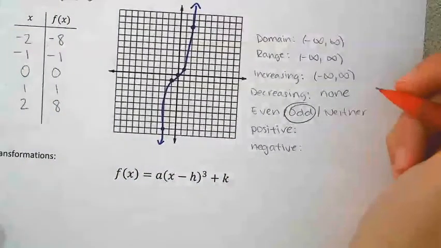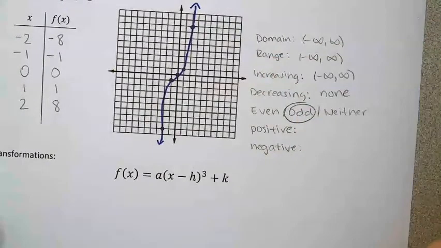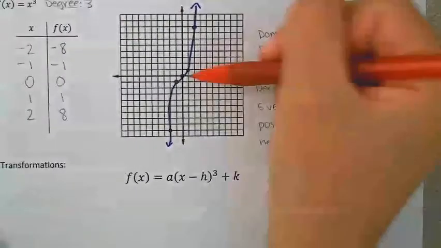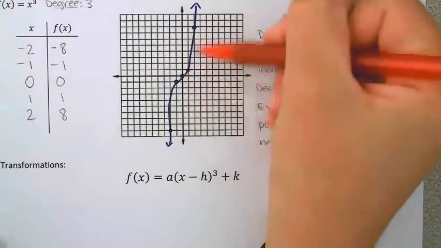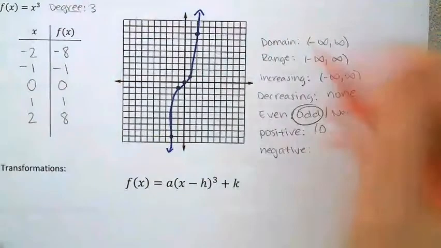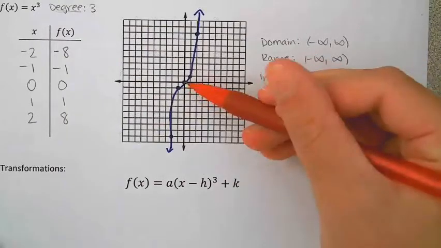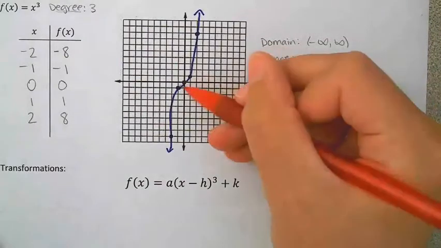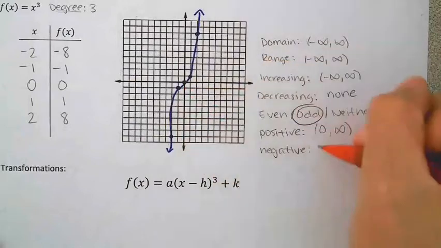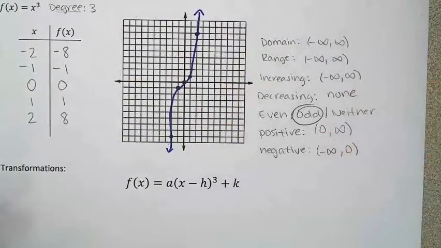I'm positive, and again, all these intervals are based off x values except for the range. Here, I'm positive from this point going upwards, that x value is 0, and I'm going up forever. And we're using parentheses because we're not either positive or negative at 0. And then negative is the rest of it, starting from -infinity, always starting at the lowest, going to the top at 0.